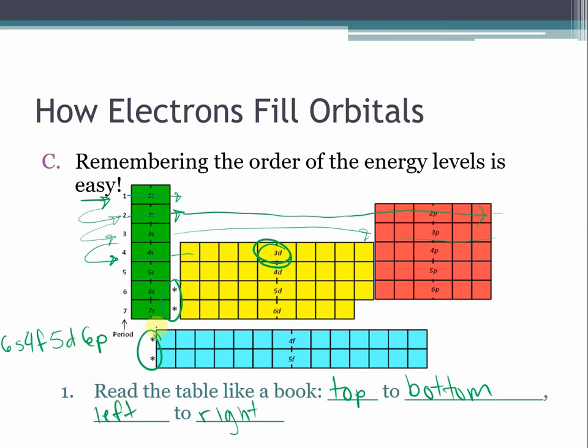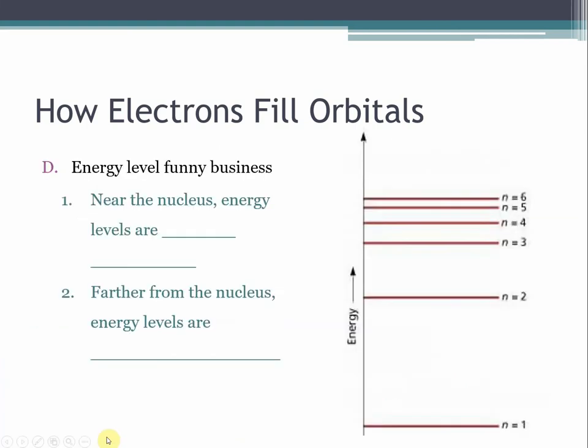All of the orbitals are in the same place we said they should be in the last video, right? This is your s block over here, your p block, your d block, and your f block. Everything is in the right place, but the numbers are all messed up. So let's see why that is. Let's talk about this energy level funny business.